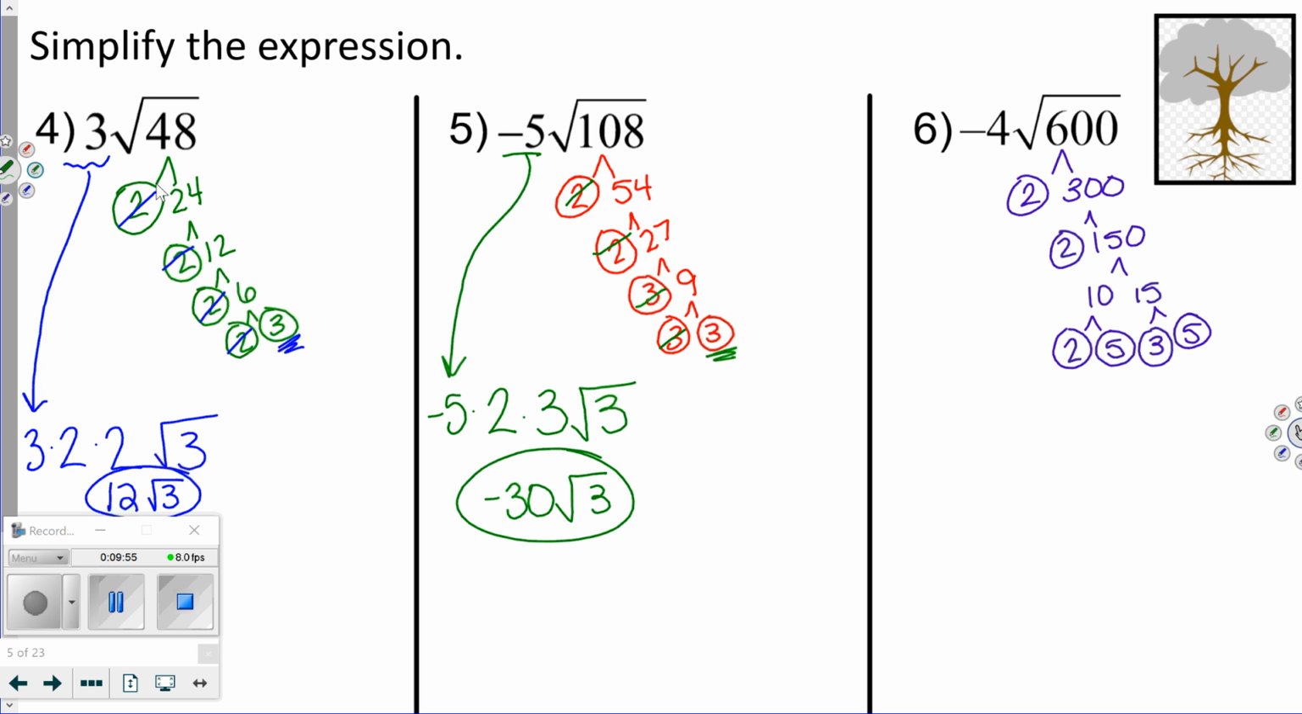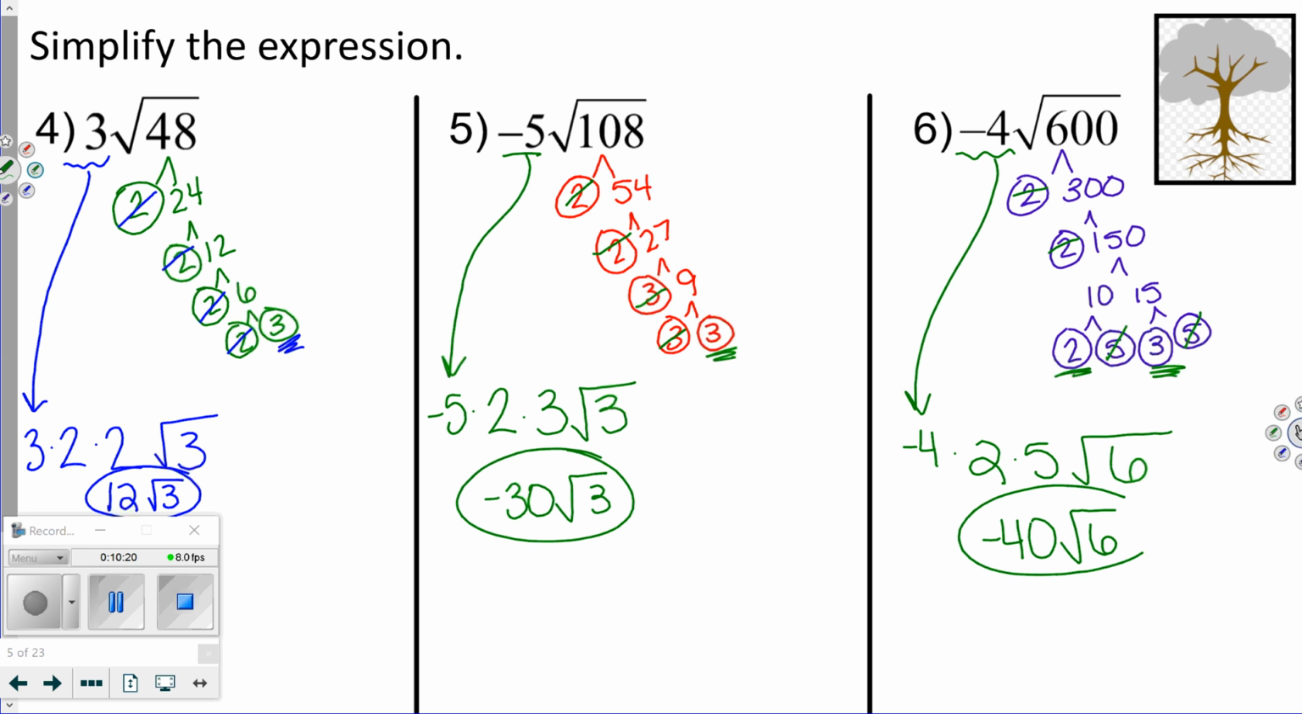All right, looking for pairs, I see a pair of 2s. I see a pair of 5s. A leftover 2 and a leftover 3. 2 times 3 is 6. Leftovers in the fridge. My friend that's already at the restaurant waiting for me. And then we'll clean it up. Negative 4 times 2 is negative 8, times 5 is negative 40. And I have radical 6.